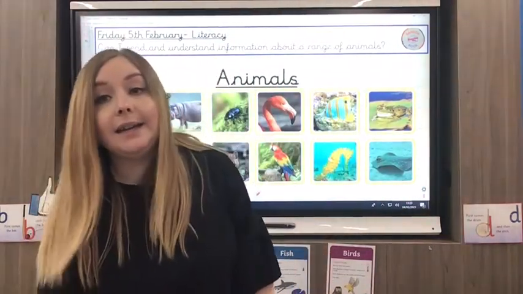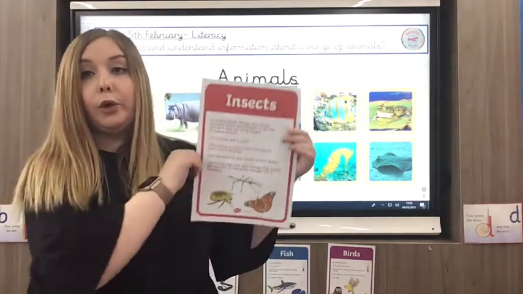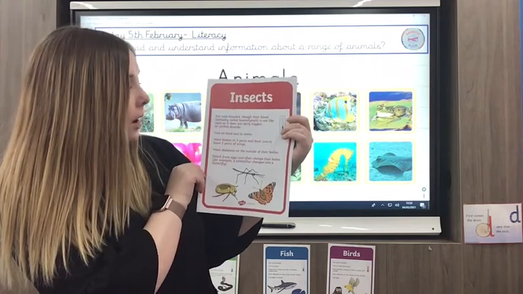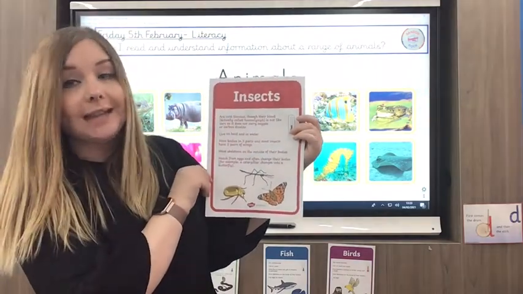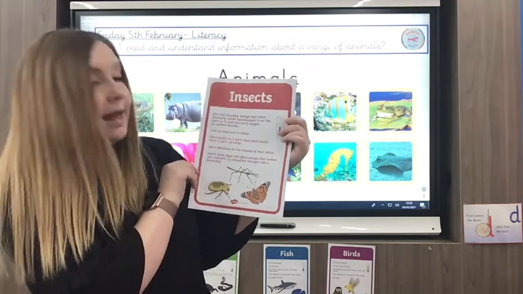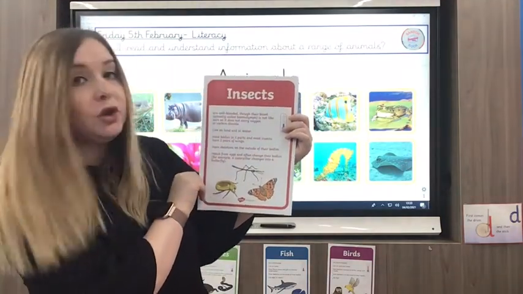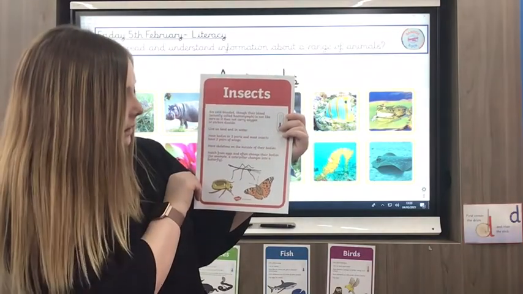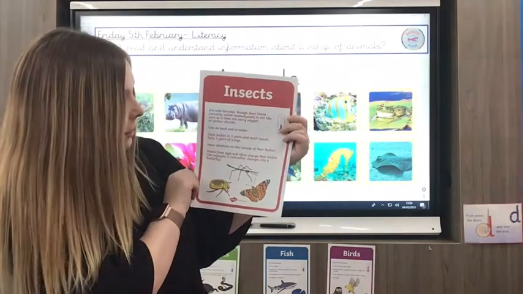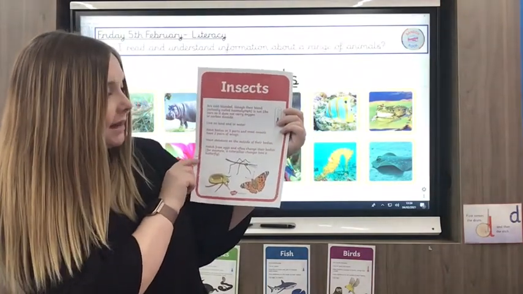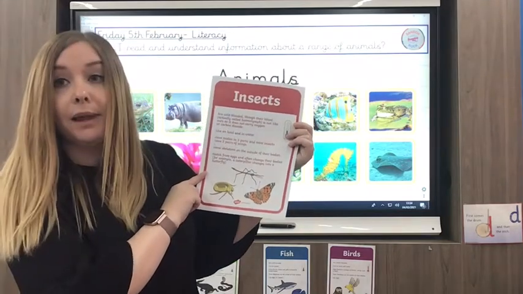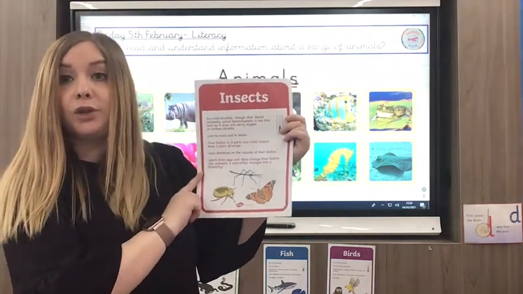And then finally, year four, our last group of animals are insects. Insects are cold-blooded. They live on land and in water, and their bodies have three parts. Most insects have two pairs of wings. They have skeletons on the outside of their body, and they hatch from eggs and often change their bodies. For example, a caterpillar changes into a butterfly.